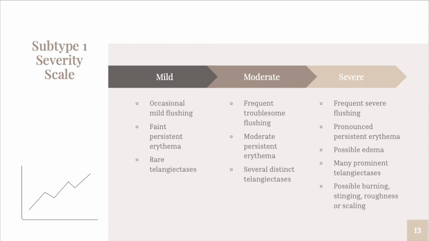Each of the 4 subtypes has a severity scale of mild, moderate, and severe. Flushing and erythema is present in all 3 of subtype 1, but less frequent and mild, and more and moderate to severe. Telangiectasia also becomes more prominent as the severity increases. Severe subtype 1 is also characterized by edema, burning, stinging, and roughness of the skin.